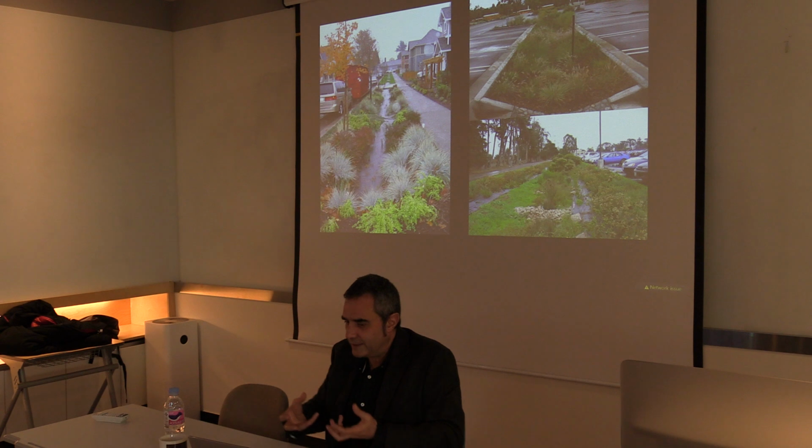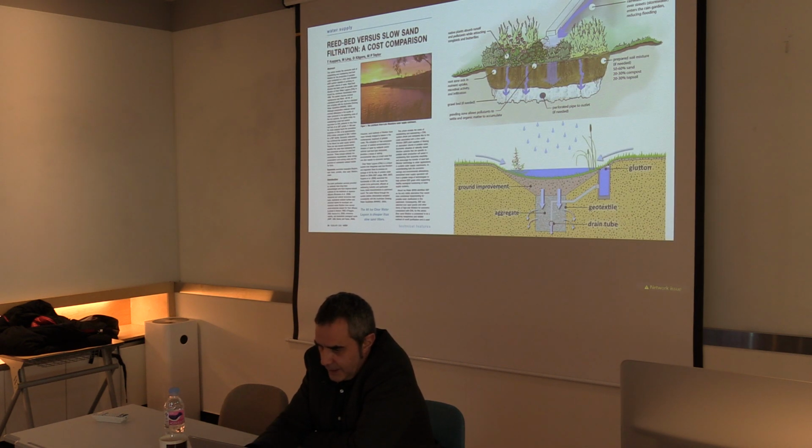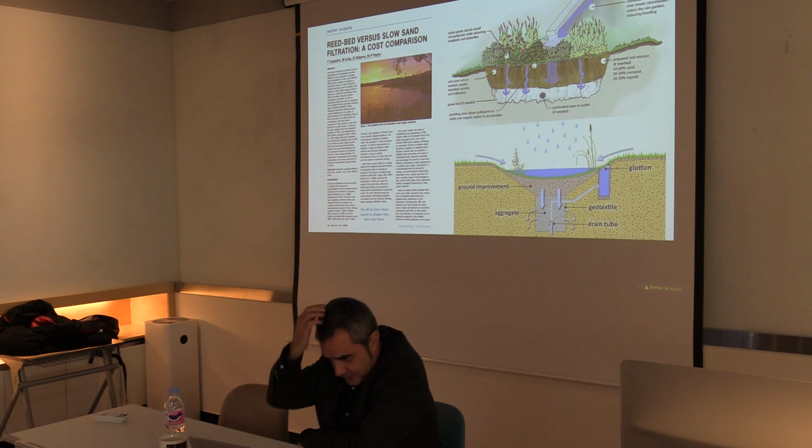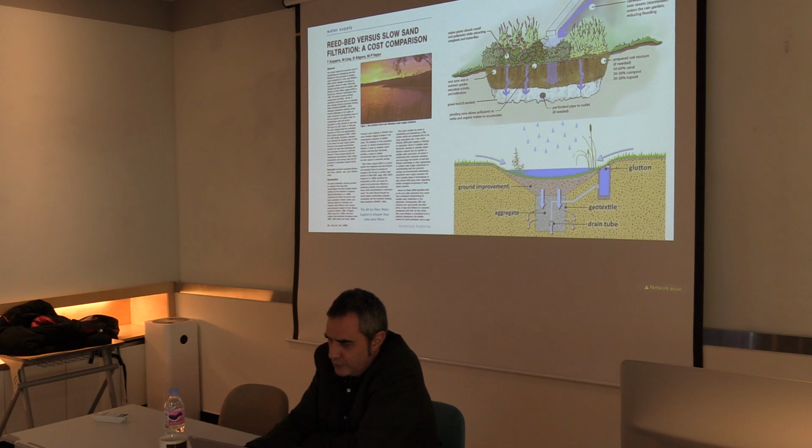So that kind of landscaping of the city is probably some of the things that we can do in order to recover or re-engage the natural water cycles when we are designing cities. The technology is there, we know how to do it, we just need to implement it.